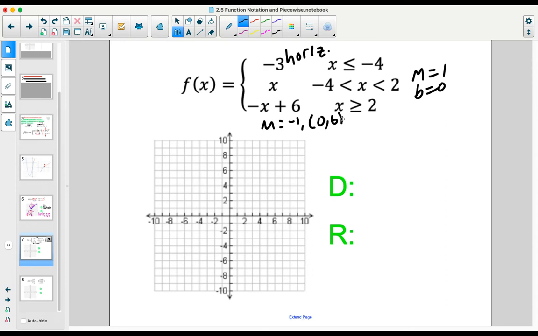That's the horizontal section. That horizontal section is at -3, and it continues at -3 all the way up to and including x is equal to -4. So we're going to start down here to draw our horizontal line. This continues on to the left. Here's our horizontal line at y is equal to -3, and that's going to continue until x is equal to -4. We're going to put our solid dot there because of the equal to on that inequality.